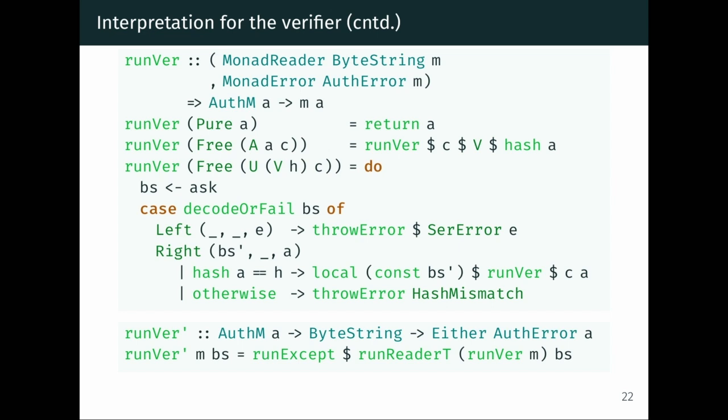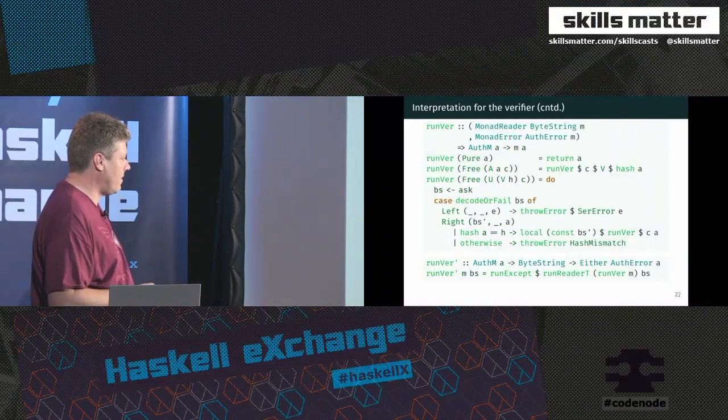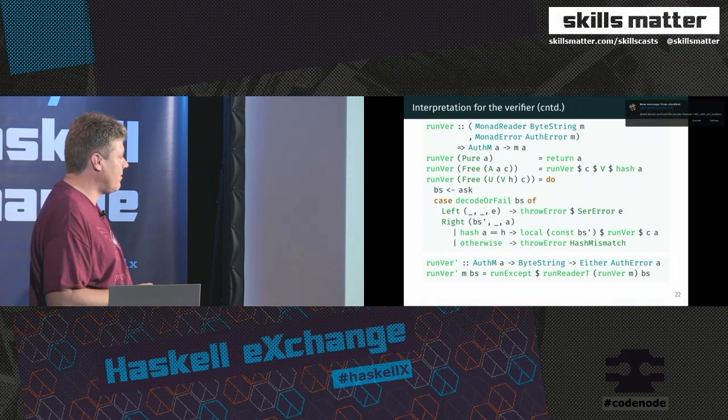And pure and auth are, again, boring, except that auth hashes. As I said before, on the verifier side, authenticate is hashing. And the interesting part is the unauthenticate. So I ask for the proof stream, then I deserialize it. That can go wrong, in which case I throw an error. If it doesn't go wrong, this BS prime is the rest of the proof stream, which I will then use to go on if everything goes well. This is the deserialized value I need.